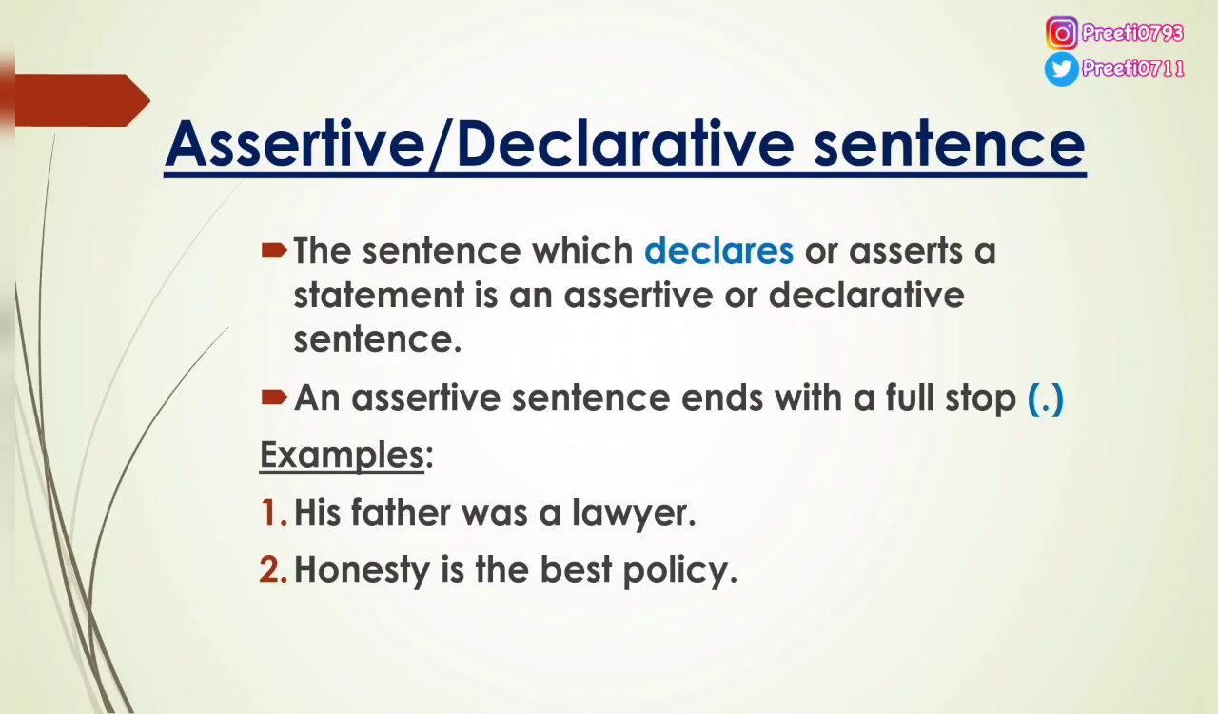So assertive or declarative sentences, these are those basic sentences which just simply tell us something, which simply declare something. For an example, if I say, I live in India, mango is my favorite fruit. So these are the very basic sentences where I am declaring something. Okay, so the sentences which declare or assert something are assertive or declarative sentences.